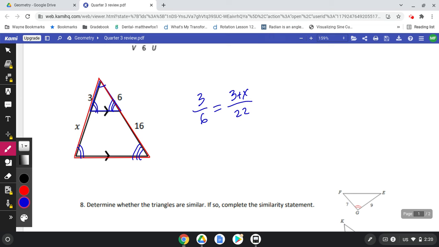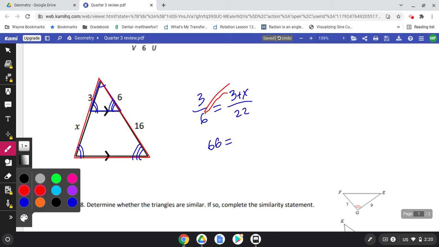At this point, we cross multiply. 3 times 22 is 66 equals, now the 6 has to multiply with both the 3 and with the x. Okay, so we get 18 plus 6x. Subtract 18, and we're left with 48 equals 6x.